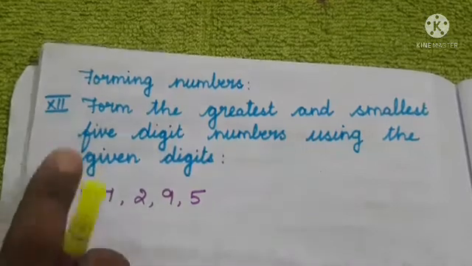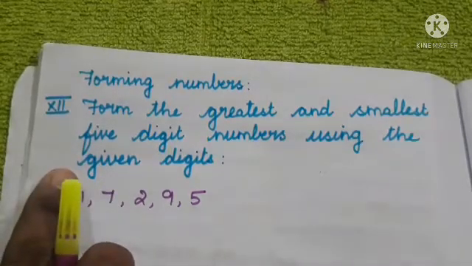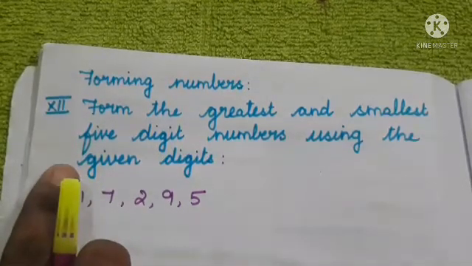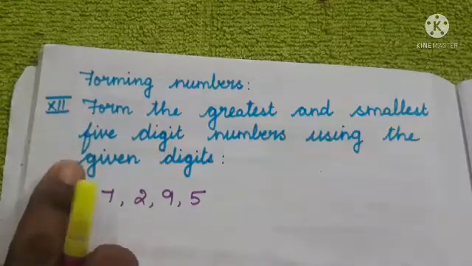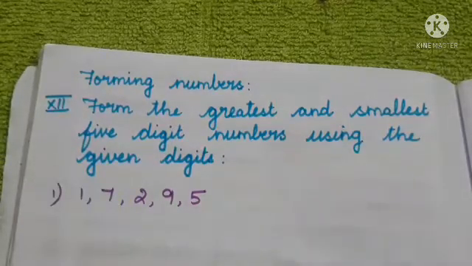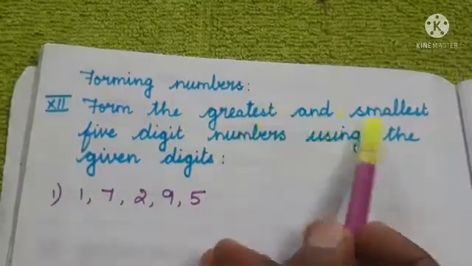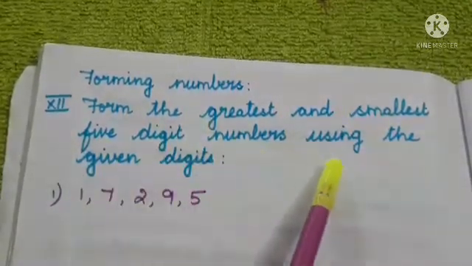Okay, so up to Roman number 11 we have completed, isn't it? Today we are going to see Roman number 12. Look at Roman number 12: form the greatest and smallest 5 digit numbers using the given digits.